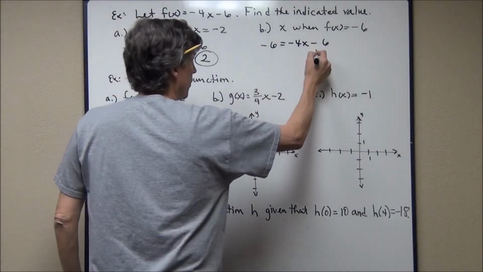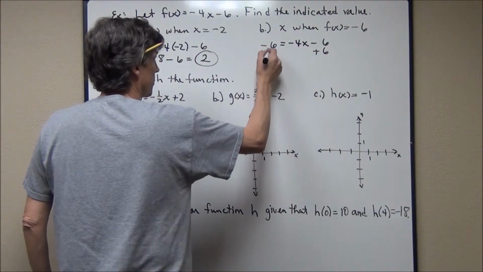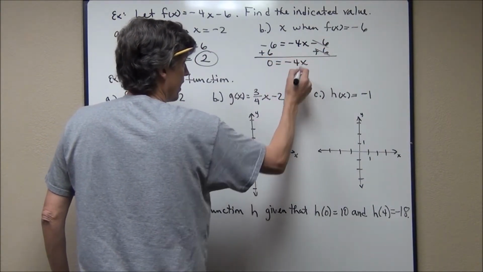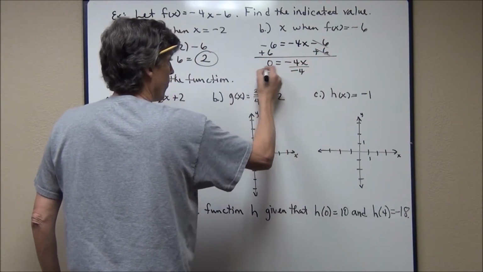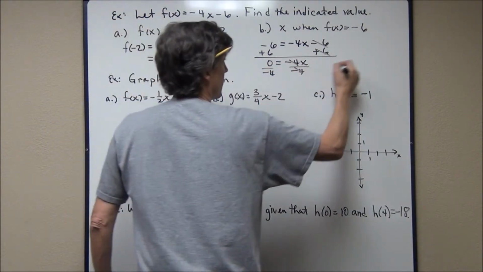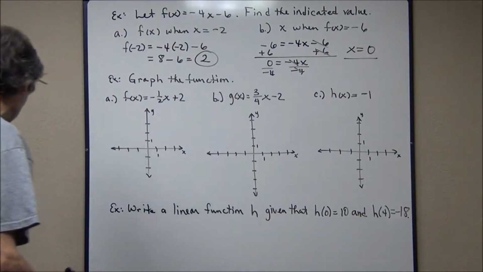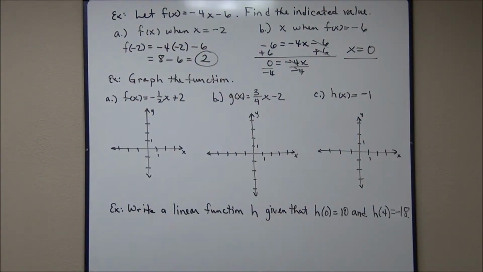Now I'm going to solve this equation. I'm going to add 6. I'm going to do the minus 6 here. I'm going to add 6 to both sides. So that's 0 equals negative 4x. Divide both sides by negative 4. And up here, 0 divided by negative 4 is 0. So I have x is equal to 0. So that's what I have on that one.